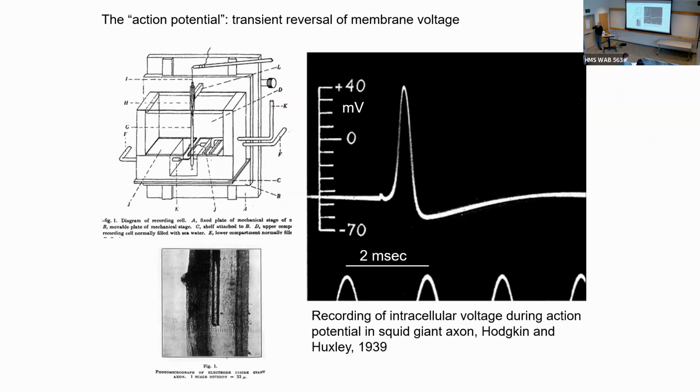So people for a long time did recordings of action potentials, realizing they propagated along nerves. And basically, they would do recordings from the outside of a nerve and see that there was an electrical signal that propagated. And you can measure the propagation velocity pretty well.